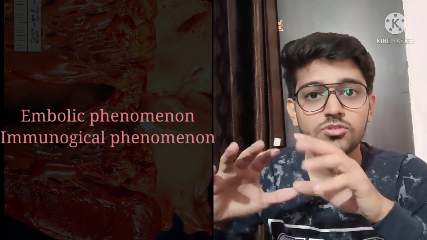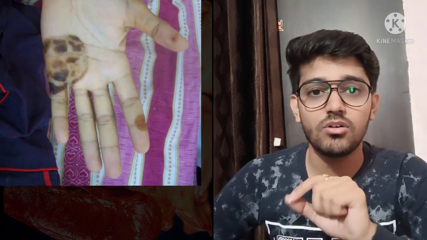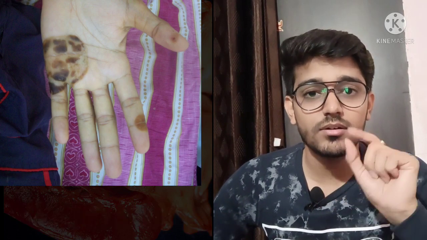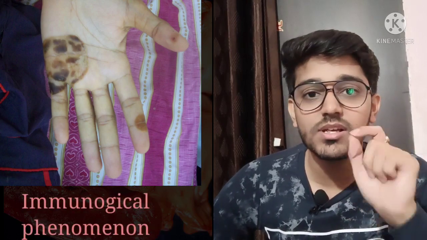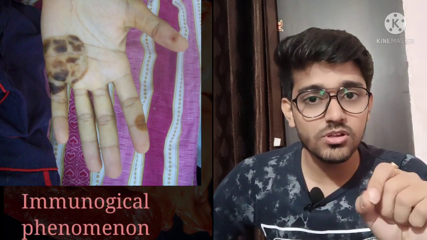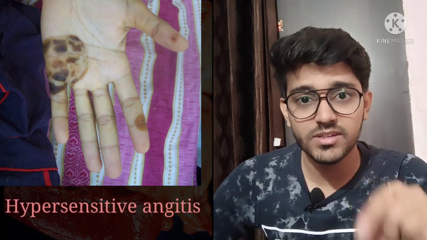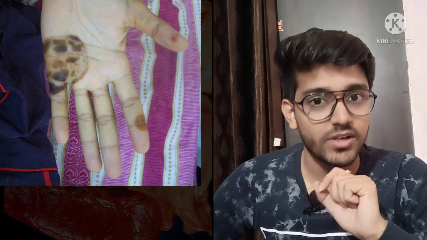Other than this, there are 2 important phenomena which occur in infective endocarditis. One is the embolic phenomenon and the other is the immunologic phenomenon. Out of these 4 images, I'll show you the image of the palmar surface of the hand showing a lesion called Osler's nodes. Osler's nodes are one type of immunologic phenomenon seen in infective endocarditis, and the immunology behind it is hypersensitivity angiitis, due to which this lesion occurs.